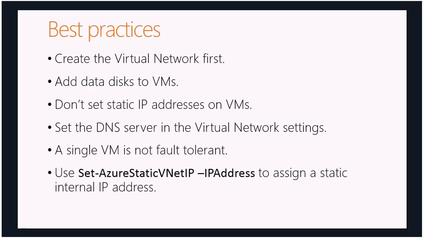Now, if you do want to assign a static internal IP address, the best way to do it is to use PowerShell. You can use the PowerShell command Set-AzureStaticVNetIP with the -IPAddress parameter. You can set it to be 10.0.0.4, so that if it reboots, or if it's been powered off for a while, it'll always come back with that address. It basically sets a reservation for that in the virtual network. So if you do want to assign a static IP address to your domain controller, don't go in manually and do it. Use PowerShell to assign that.